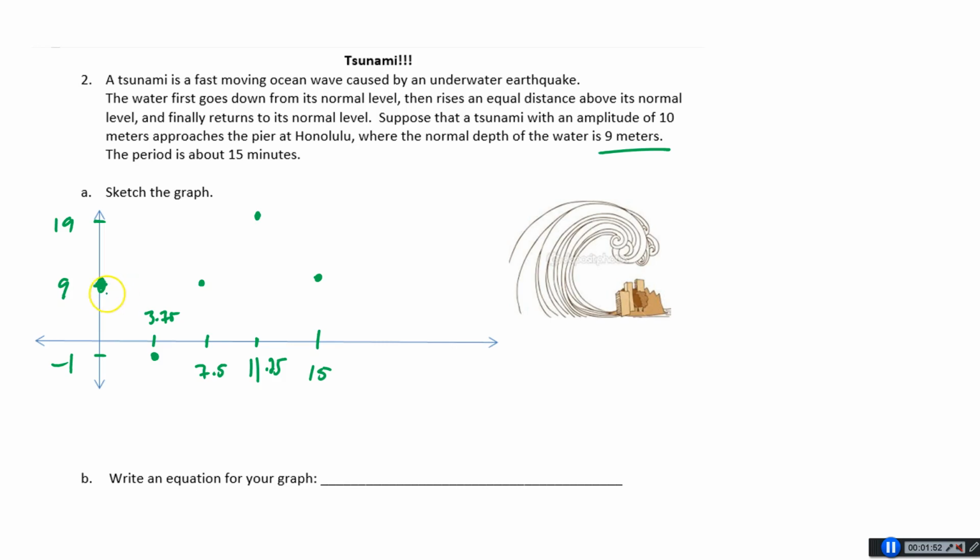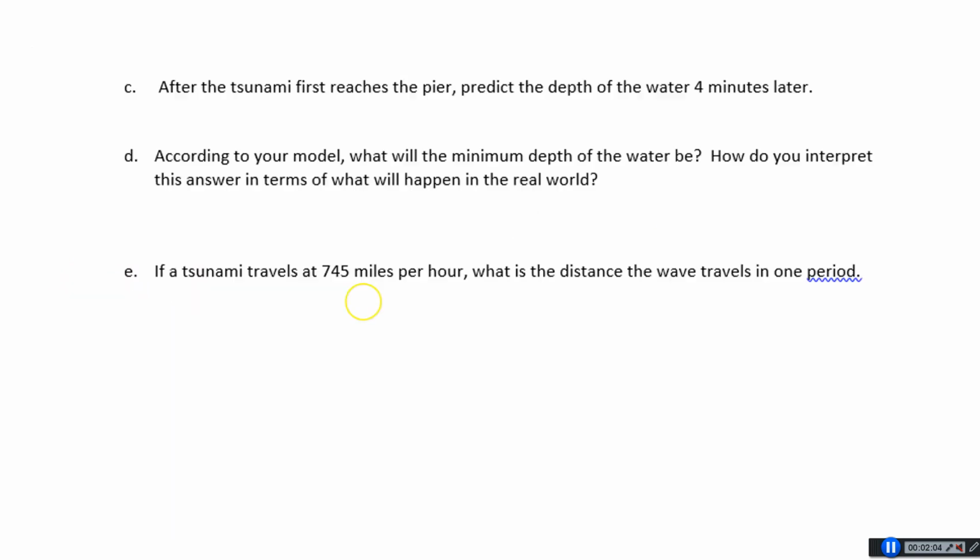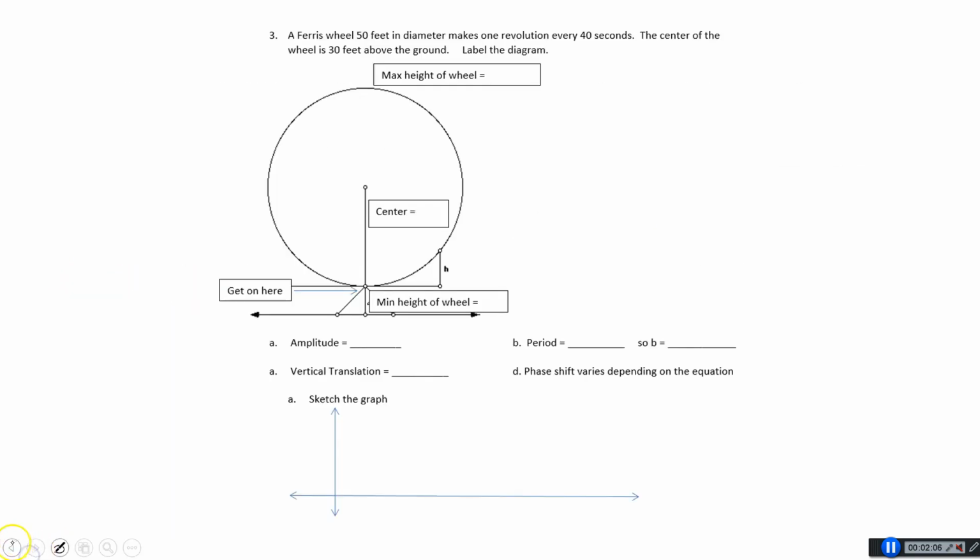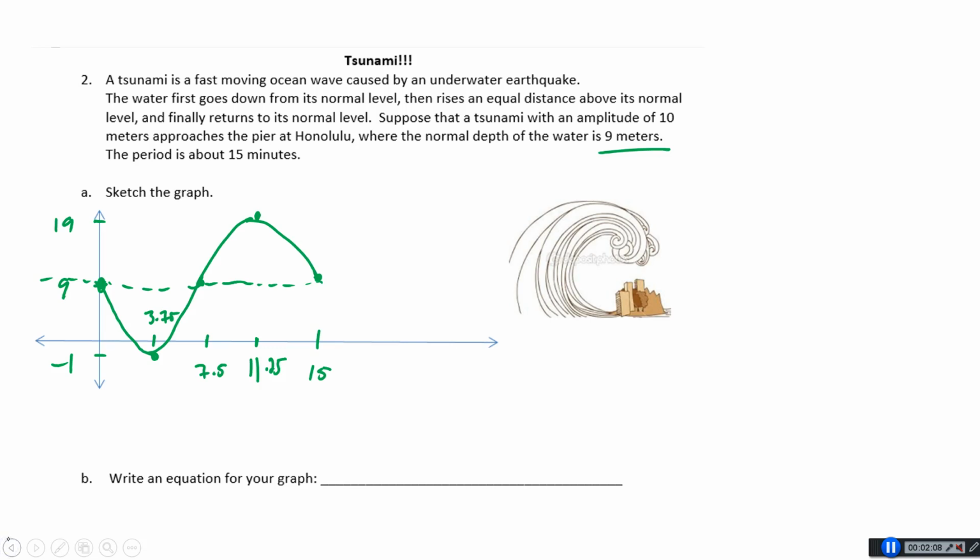Okay, so now we can kind of draw in our graph. So it starts going down like that. We come up through here. So it kind of looks like a sine wave. All right, so our center line is at 9. Okay. Oh, too far. Okay, so then I want an equation for the graph. So lots of things we have to write down here. So period is 15. And let's see here. I'm getting ahead of myself.